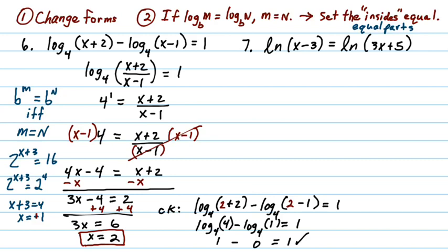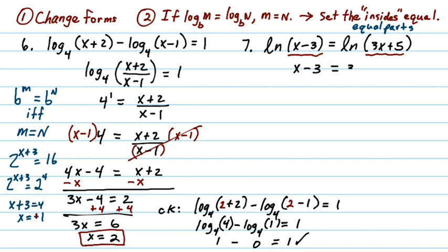So if you look at number 7, don't you have log equals log? Both of them are base e. They're natural logs. So doesn't that mean that x minus 3 has to equal 3x plus 5? That's the only way that these two logarithms could be equal. If they're both base e, these inner parts must be equal. So again, we have equal parts, or the insides are equal, however you want to think of it.